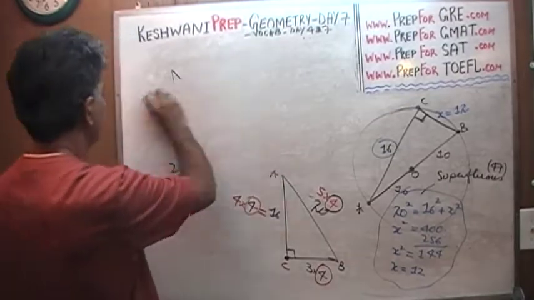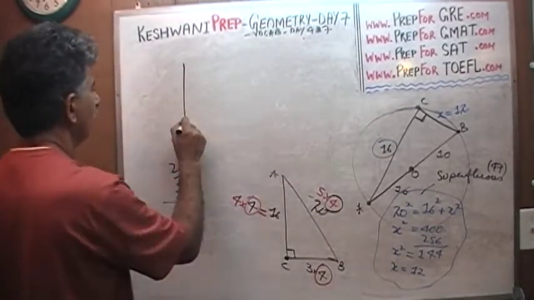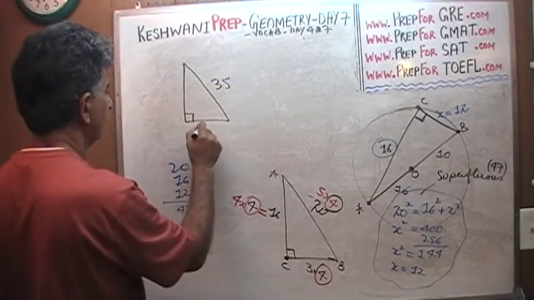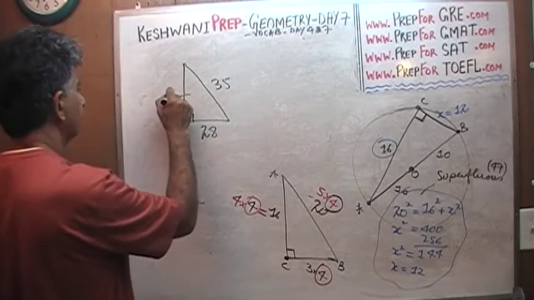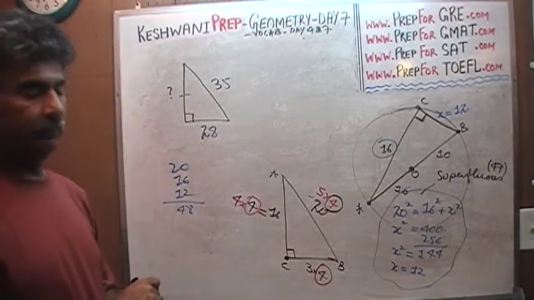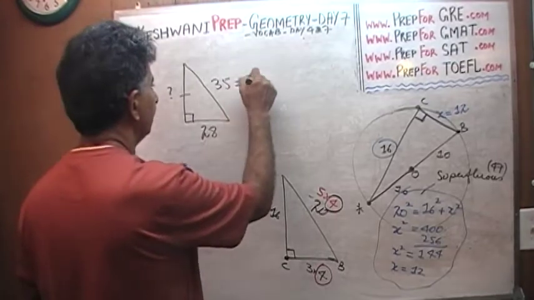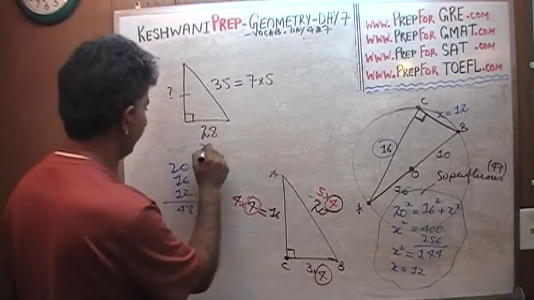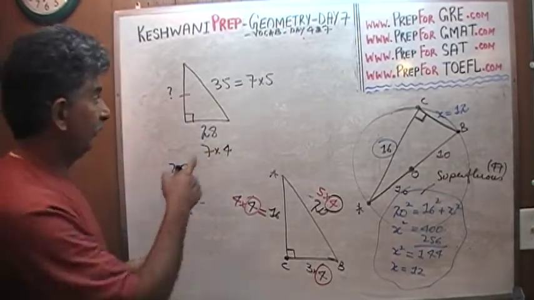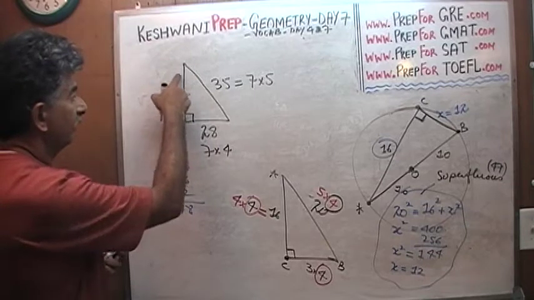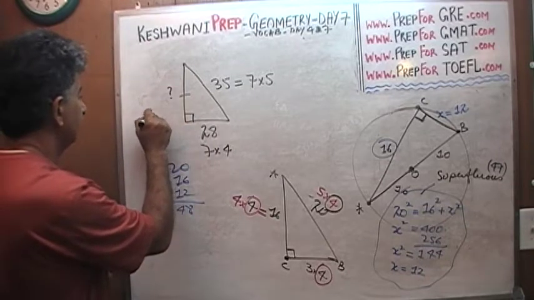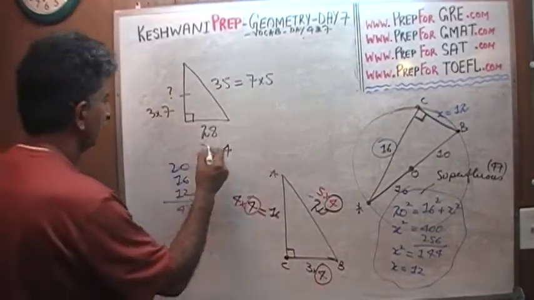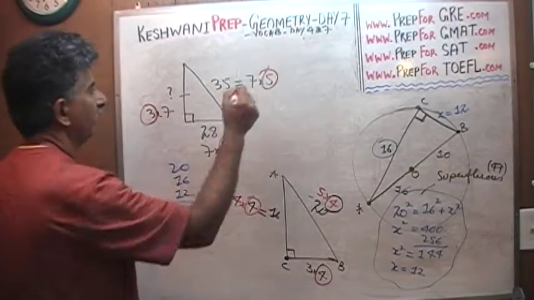Let's do a few more. How about this one? Can you tell me what this is? 35 and 28. How much is this guy? Well, 35 I see immediately is 7 times 5. Is this a multiple of 7? Yes, it is. It's 7 times 4. Well, if it's 7 times 4 and that's 7 times 5, then this side, even though I show you a long side, is only 3 times 7. There is your 3, 4, 5 triangle incognito.